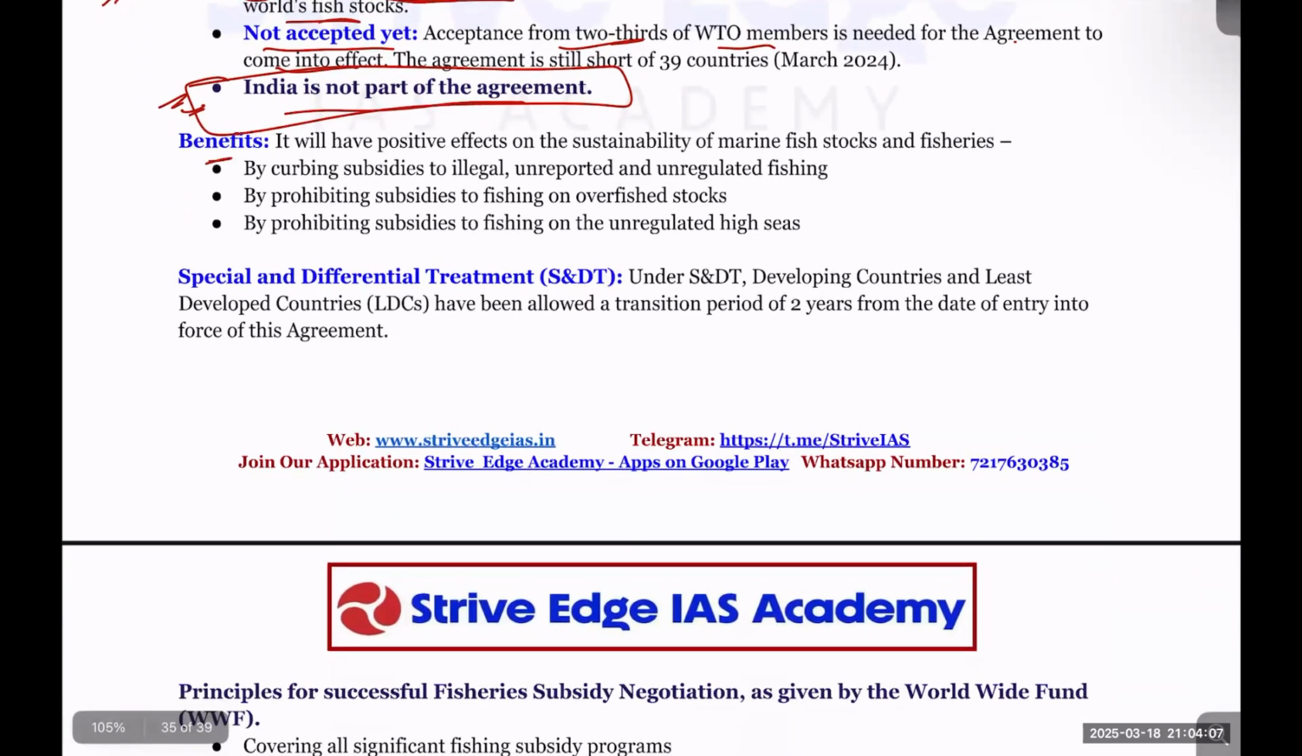What will be the benefits? It will give positive effects to the sustainability of marine fish stocks and fisheries. Okay, it will cover the subsidies on illegal, unreported, and unregulated fishing. It will prohibit subsidies to fishing of overfished stock. It will prohibit subsidies to fishing on unregulated high seas. Okay, those seas where there is no jurisdiction of any country, the subsidies will not be given in order to fish on those high seas. Okay.